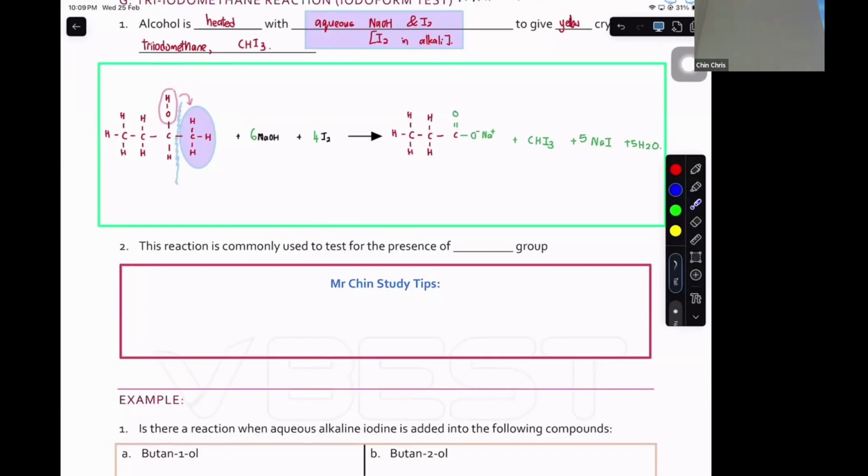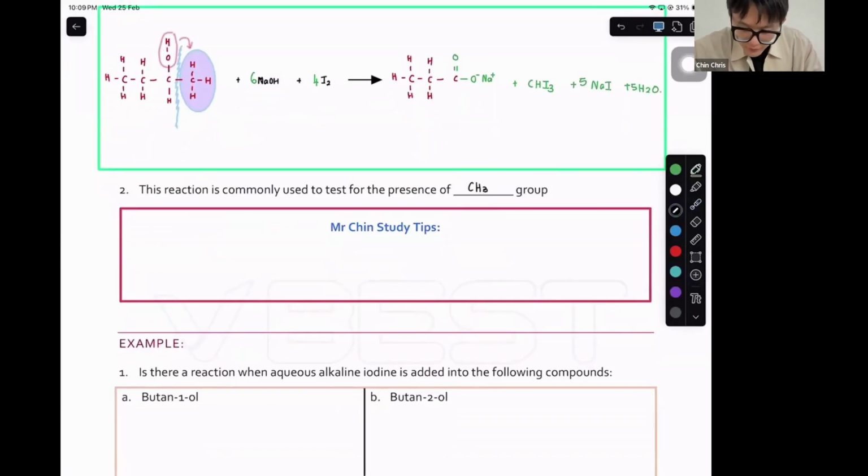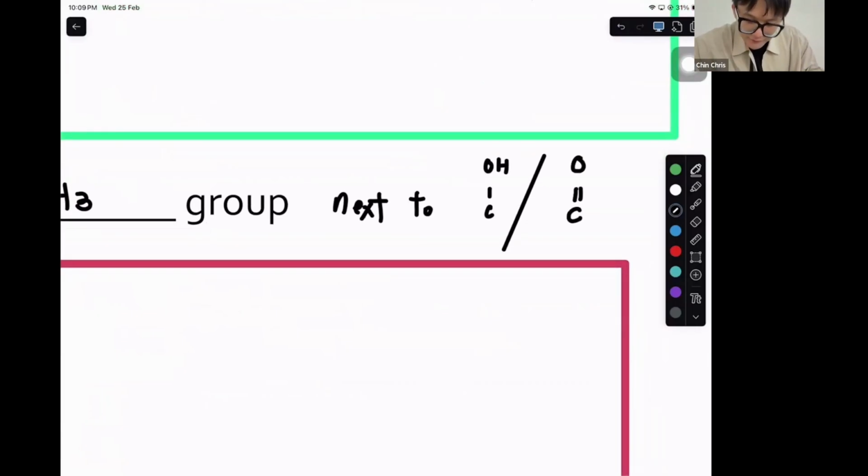Alright, guys, next. The reaction is commonly used to test for the presence of a CH3 group next to, I want you guys to write it down, we use it to test for the presence of a CH3 group, methyl group, next to either an alcohol or a ketone, aldehyde.